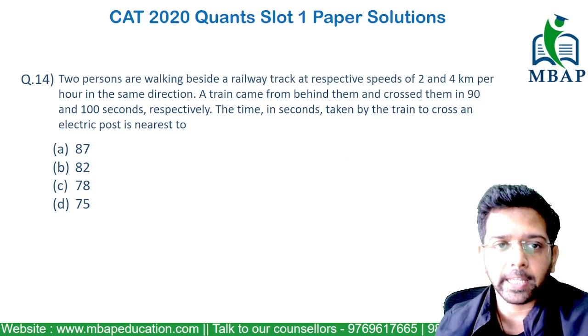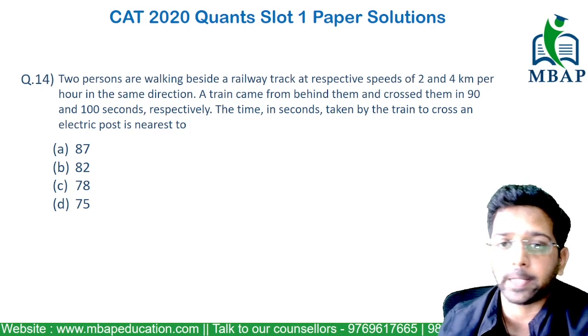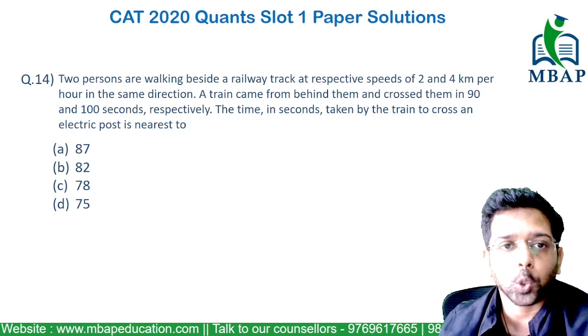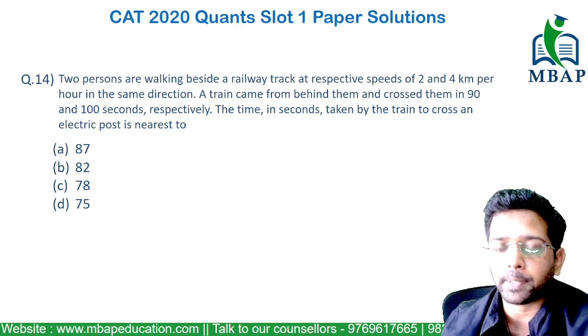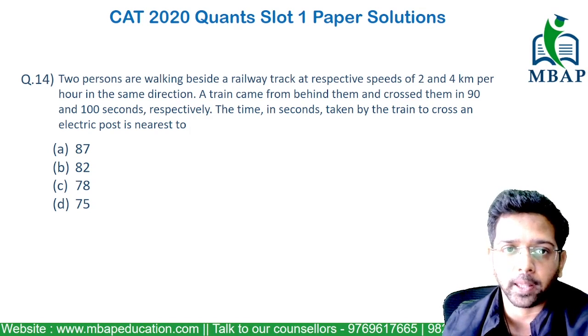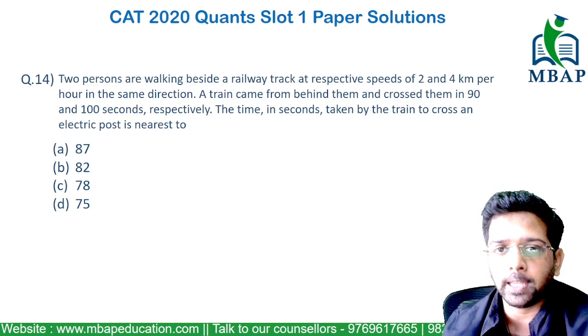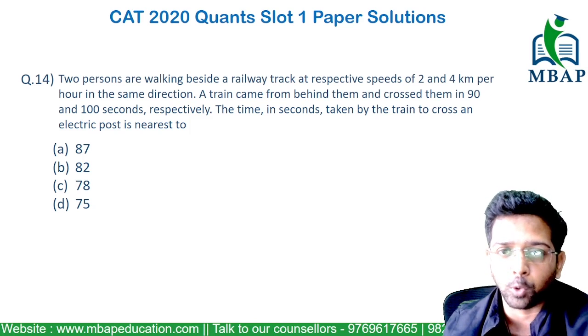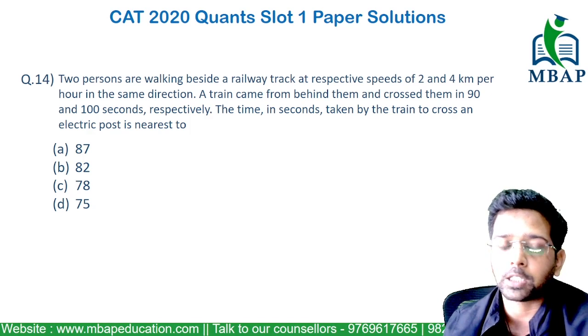Let's take a very beautiful question which came on time, speed and distance. Read the question really, really well. The question says, two persons are walking beside a railway track at respective speeds of 2 and 4 km per hour in the same direction. A train came from behind them and crossed them in 90 seconds and 100 seconds respectively. The time in seconds taken by the train to cross the electric post, which is standard, is nearest to what?